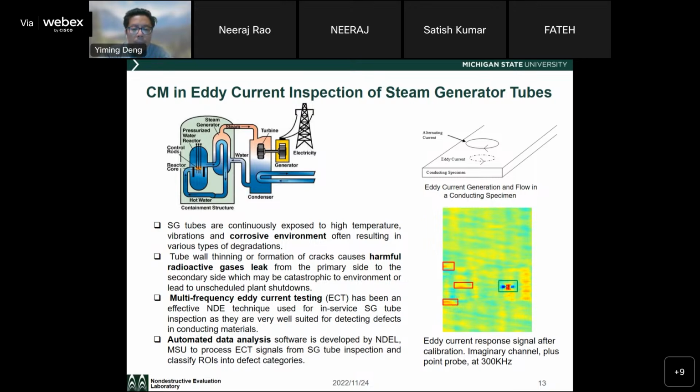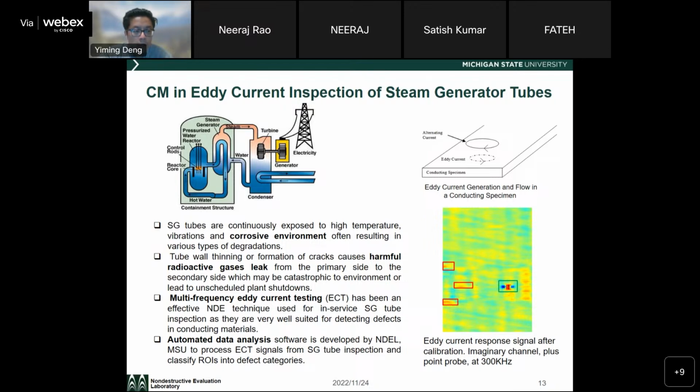Well, other background about the defects here: they can happen at different locations. For example, on the tube itself, on the support plate, and one major issue is the tube wall thinning due to the corrosion problem, and sometimes you'll have corrosion-induced cracking, and those are pretty malignant if you don't detect them timely.